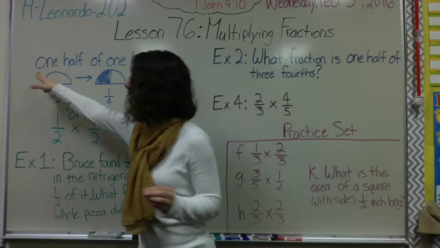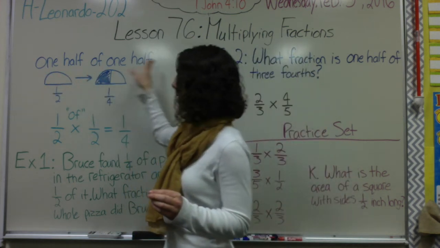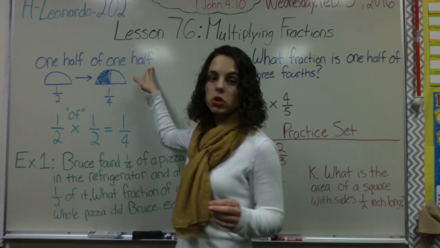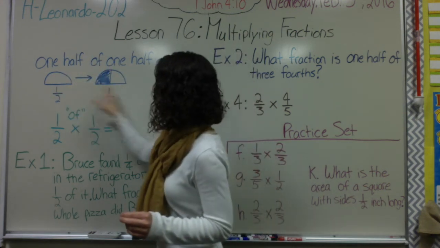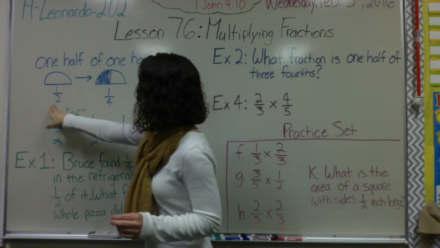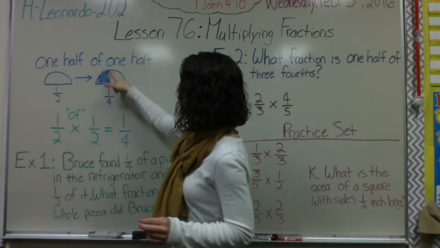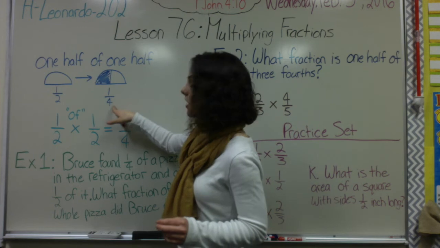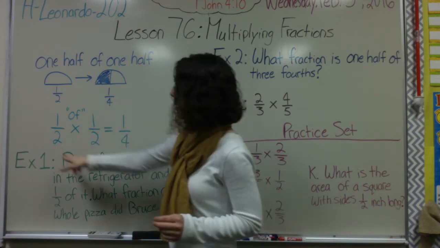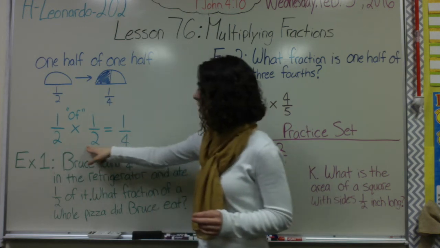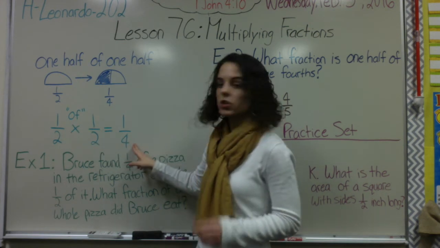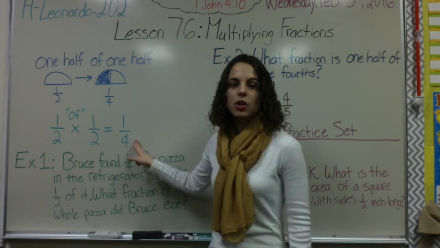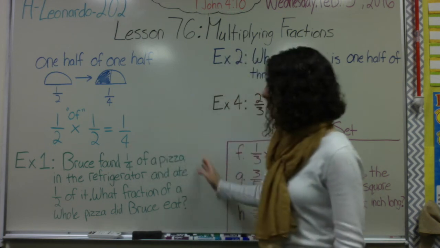So if I'm trying to find 1/2 of 1/2, that means I'm going to multiply 1/2 times 1/2, or I'm finding what 1/2 of 1/2 is, and notice that it does get smaller because 1/2 of a half is equal to 1/4. So this is how it would look. 1/2 times 1/2, multiplication is "of," and it equals 1/4. So this is going to help us when looking at example 1.